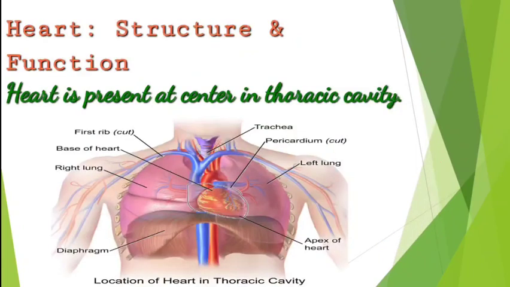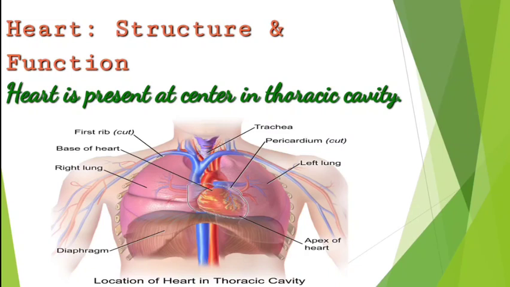So, the heart is present at the center in the thoracic cavity. You can see in the picture. So what is the thoracic cavity? Yes, we have studied earlier, right? We have already studied in our previous class that the respiratory organ is present in the thoracic cavity. You can see the heart and the lungs present in the thoracic cavity, and the heart is in the middle. It is behind the rib cage.